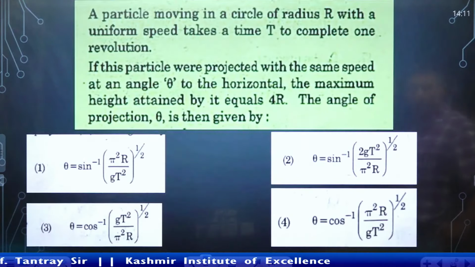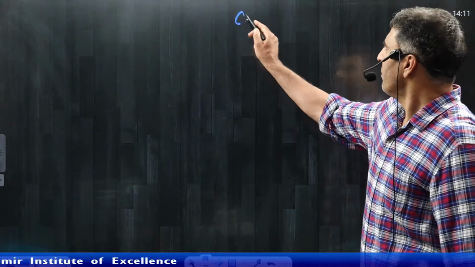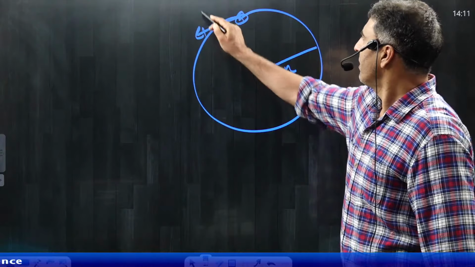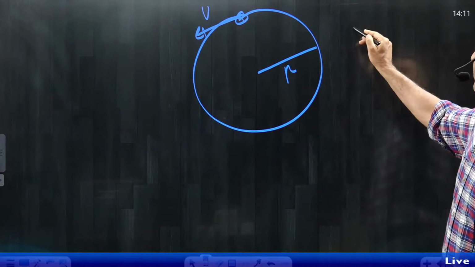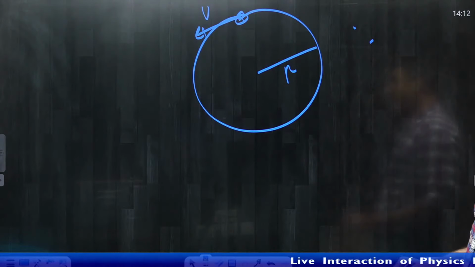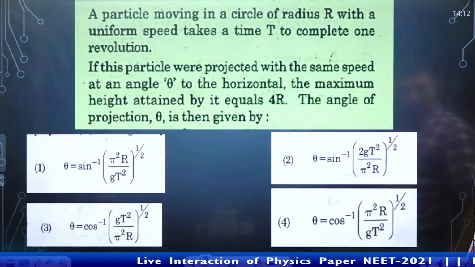I have to work it out. The problem has to be worked out. Okay. You see, a particle moves in a circle of radius r. What is the speed? Does it give the time period? Yes, let me see. Oh, yes, time period is given.